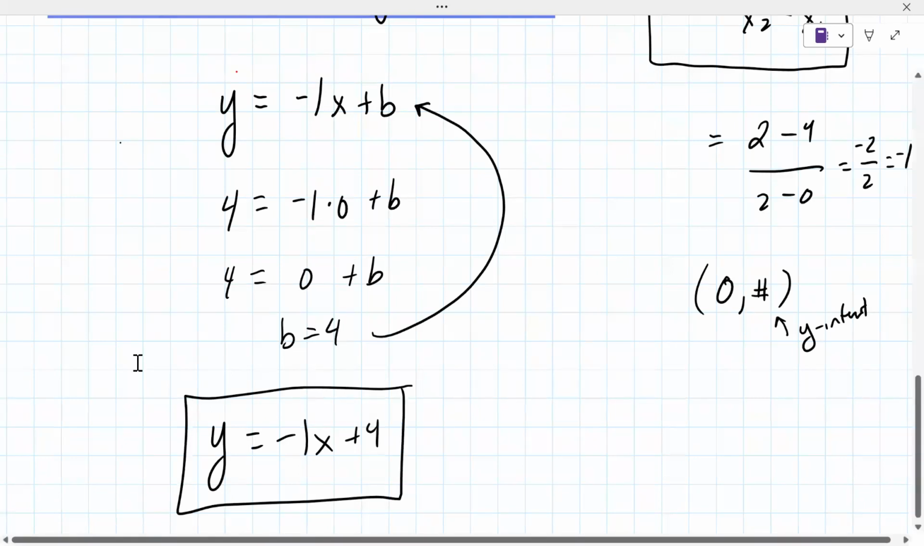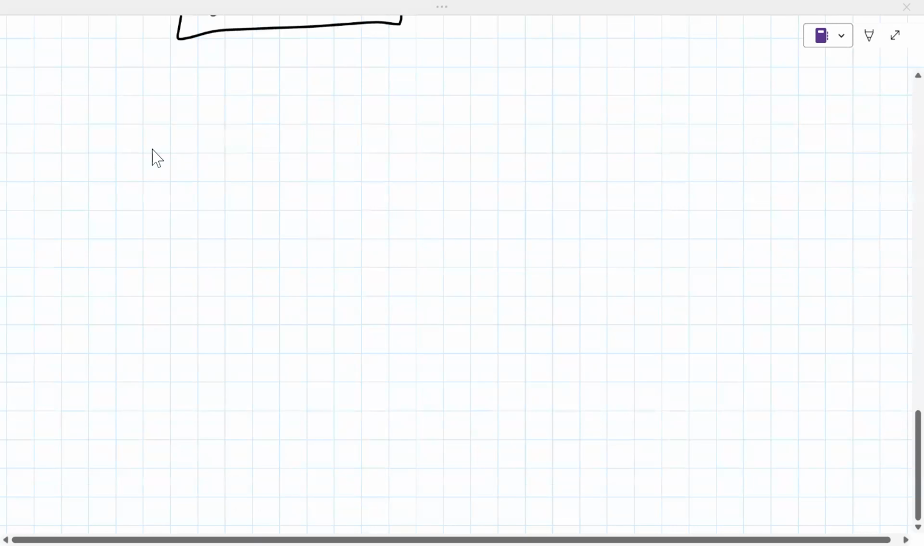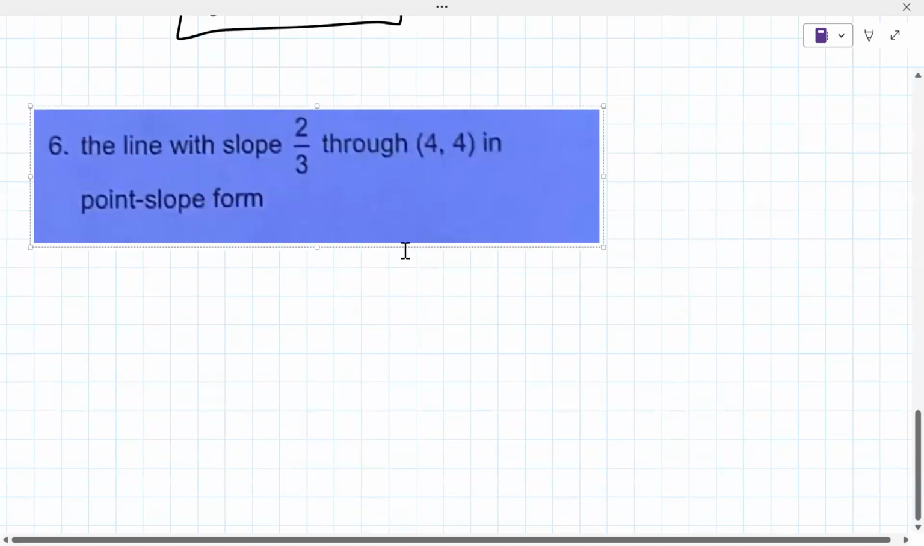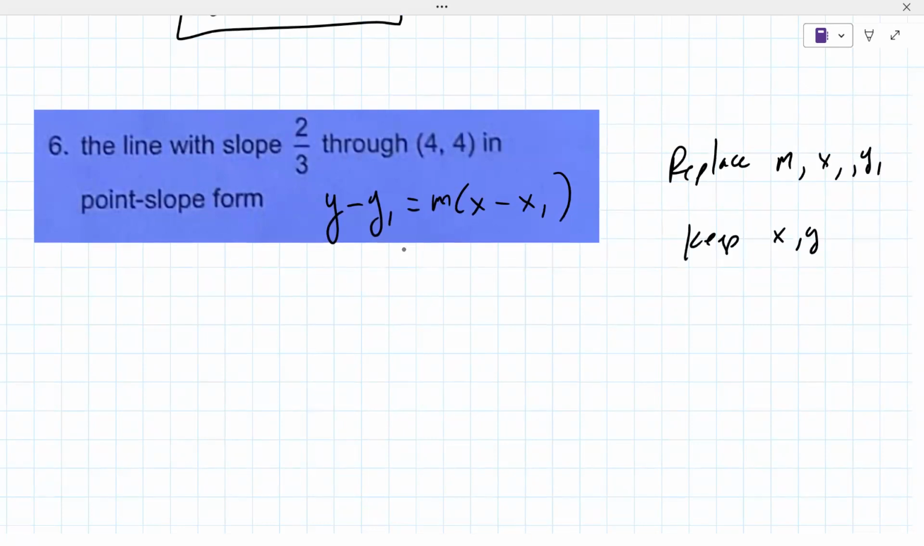All right. So let's go back to number 6. This is the other type of line that you'll be looking at. This one is in point-slope form, which means it requires a point and a slope. y minus y1 equals m times x minus x1. So what you're going to do in this problem is replace m, x1, and y1. You're going to keep the x and the y.